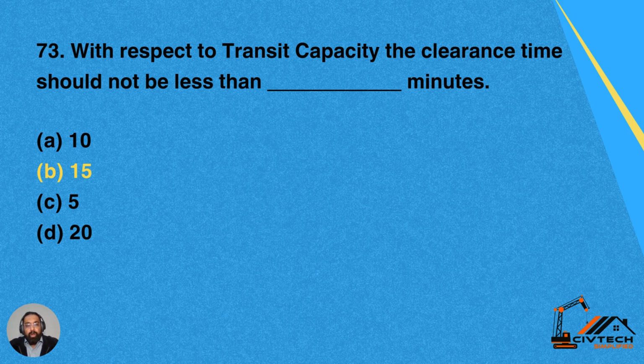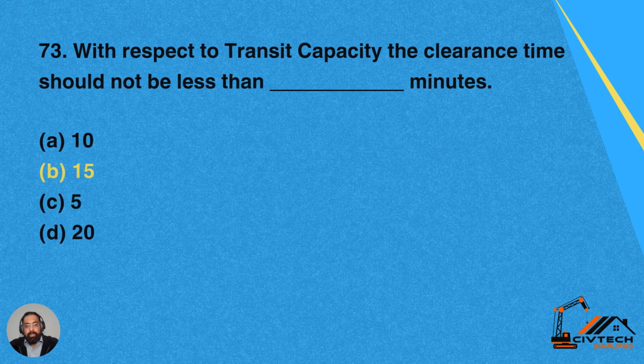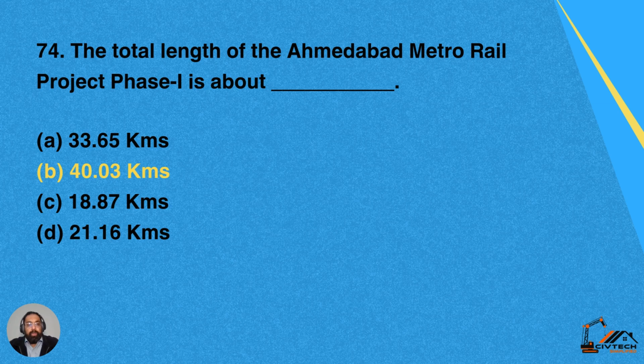Question 73. With respect to transit capacity, the clearance time should not be less than dash minutes. Option A is 10, option B is 15, option C 5, and option D 20. The clearance time should not be less than 15 minutes, but it depends upon the transit capacity.